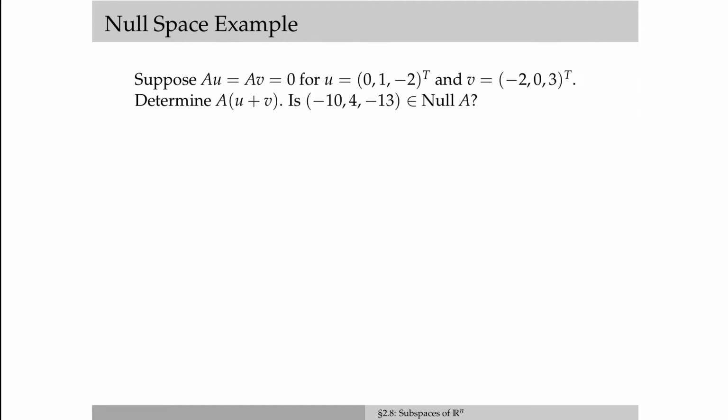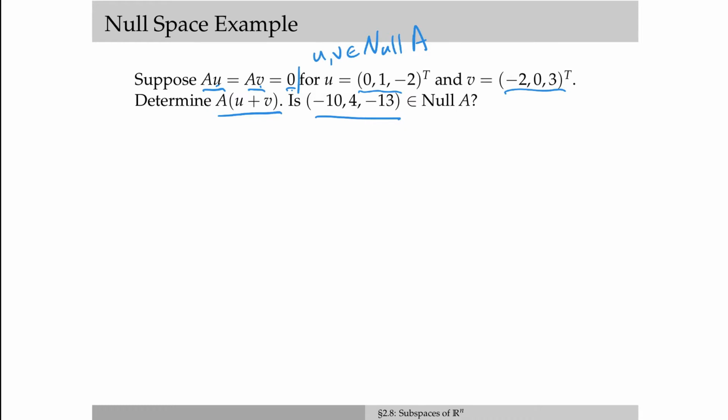All right, let's look at this example. Suppose I have AU and AV both equal 0. Now, before I move on, that immediately tells me that U and V are elements of the null space of A, right? Because they are both solutions to the homogeneous equation. And I'm just happening to give you what those explicit vectors are. Now, what I need to do here is determine A of U plus V. And then I ask, is that an element of the null space of A?